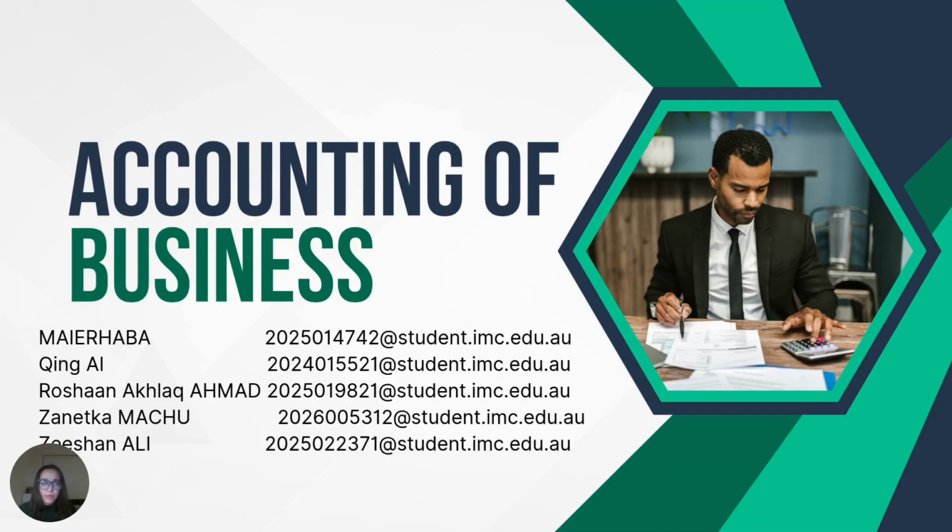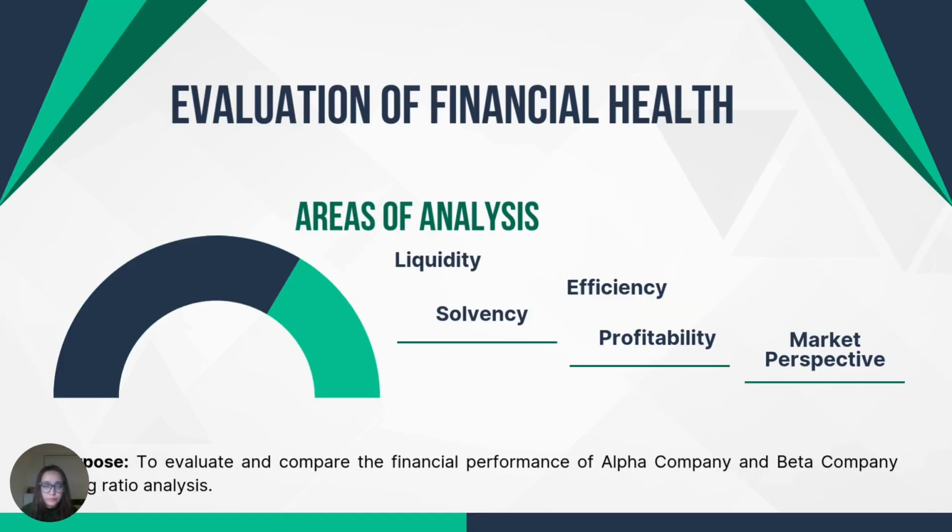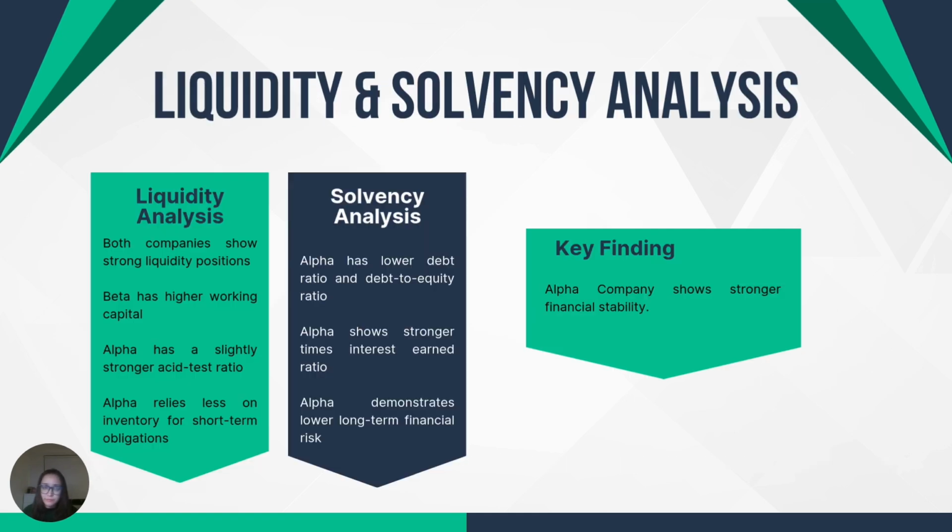Hello, this is Maraba. I will be presenting the third part of our accounting for businesses report. In this part, we will talk about the evaluation of financial health. The areas of our analysis will be liquidity, solvency, efficiency, profitability, and market perspective. Our purpose is to evaluate and compare the financial performance of Alpha company and Beta company using ratio analysis.